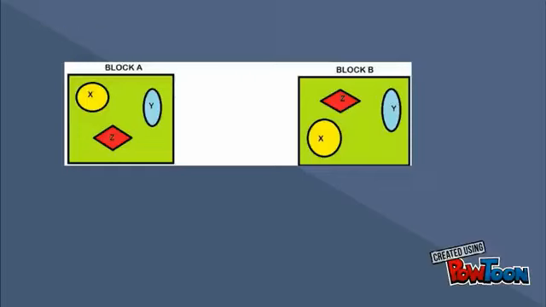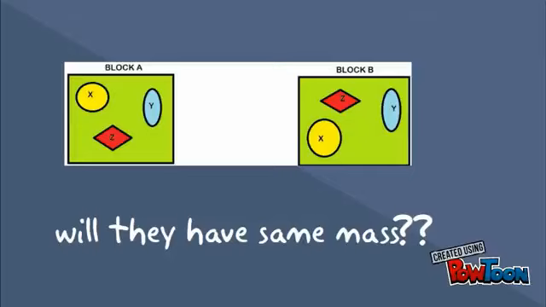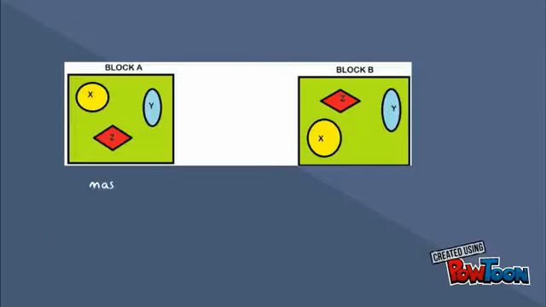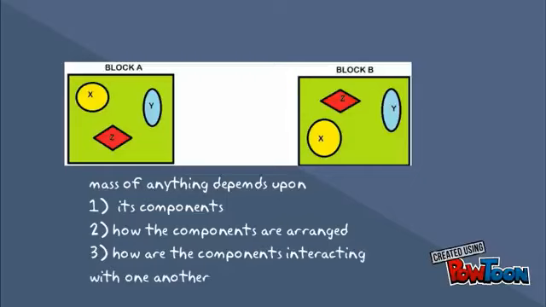Suppose we have two identical boxes A and B made up of the same components X, Y, and Z. Will they have the same mass? No. Shocking. Actually, the mass of anything depends upon first its components, second how the components are arranged, third how the components are interacting with one another.